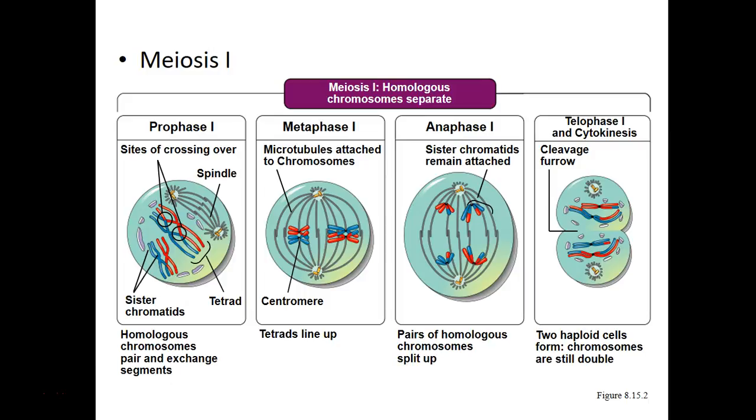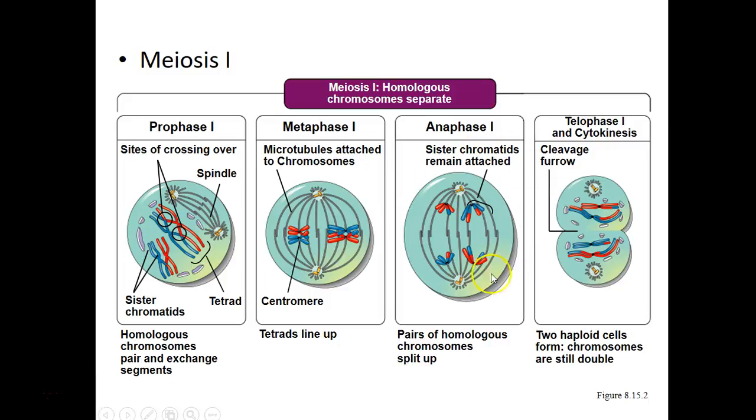Between crossing over and the process of independent assortment, you can create a huge amount of variability in the genetic makeup of the gamete cells that result. So where in mitosis the mother cell and the daughter cells were identical, in meiosis the daughter cells are different from each other and they're different from the original cell.